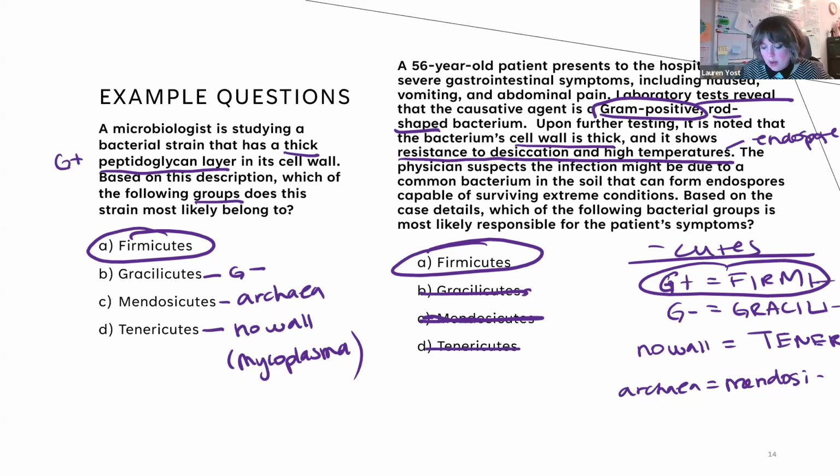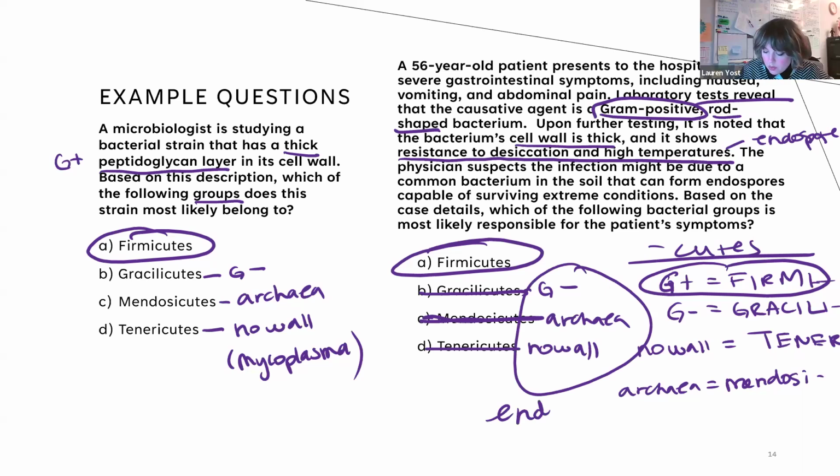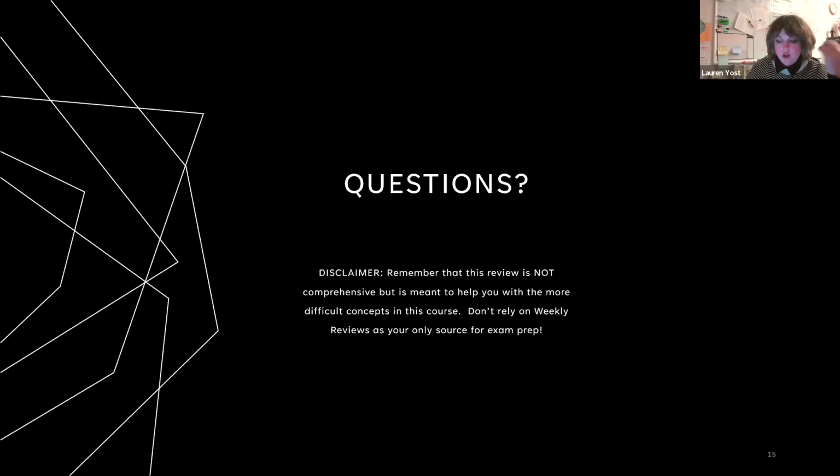The tenericutes, oh, I got those wrong. The tenericutes are our no wall. I got those switched. And the mendosicutes are Archaea. And gracilicutes are gram-negative. None of these make endospores. Only gram-positives can make endospores. So even if I just gave you that, that would be enough information to answer the question, but I gave you a lot more.